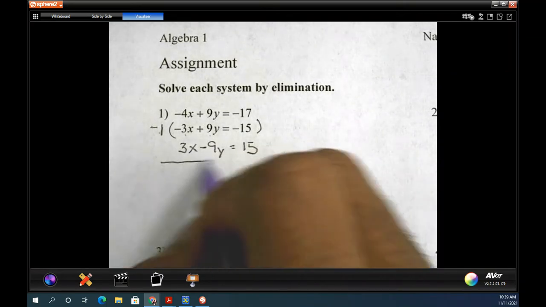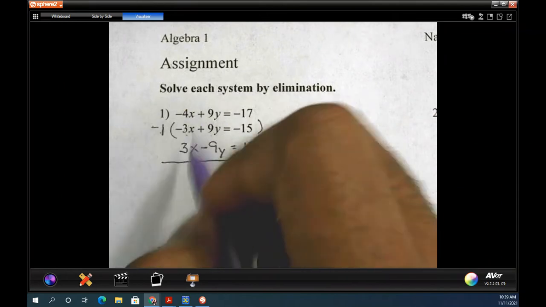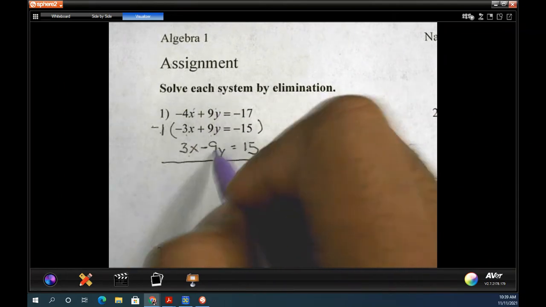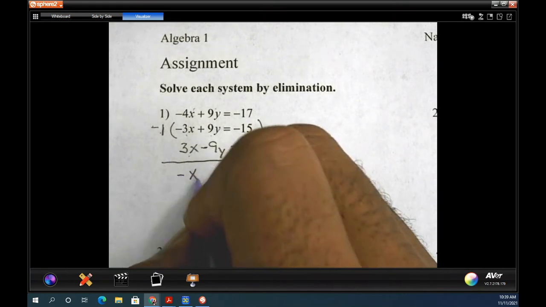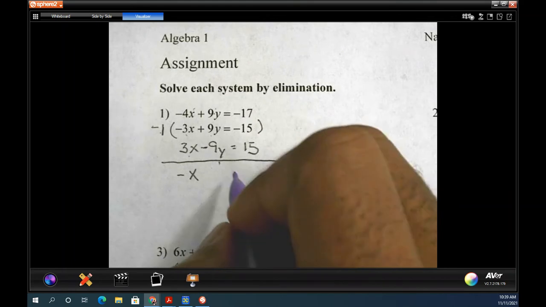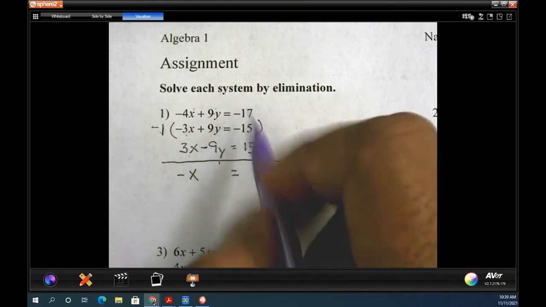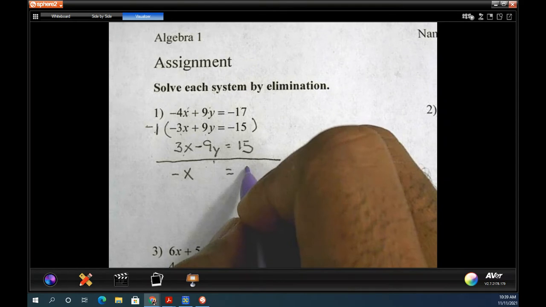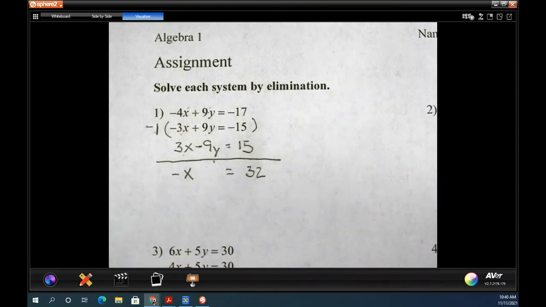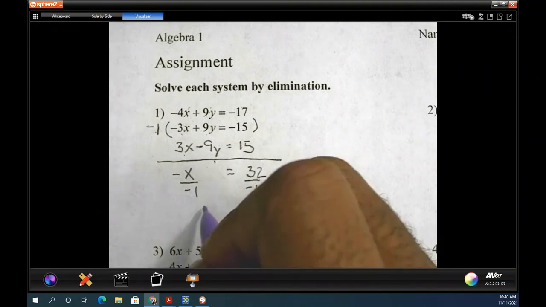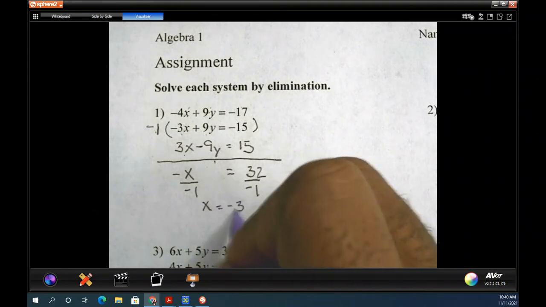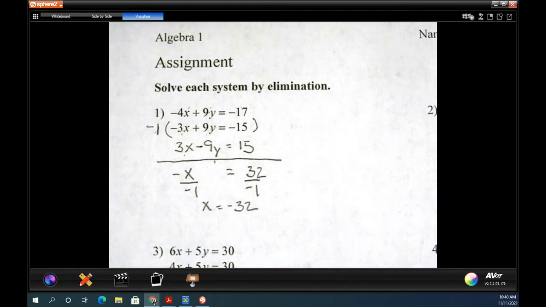Now, we can combine these two here. Negative 4x plus 3x is negative 1x. The y's are eliminated. 17 plus 15 is 32. Now, you've got to divide by negative 1. So x equals negative 32. We're just trying to find ways to eliminate different variables.